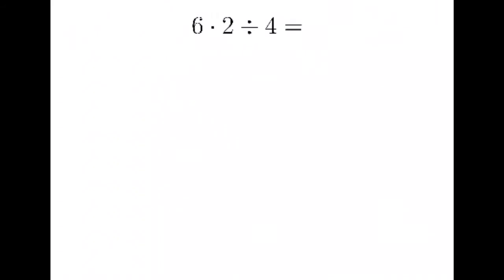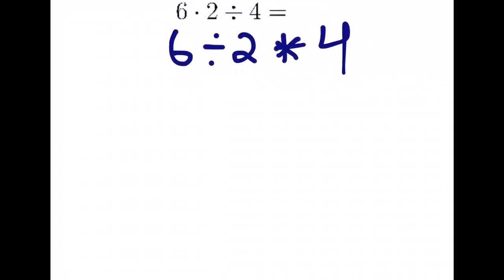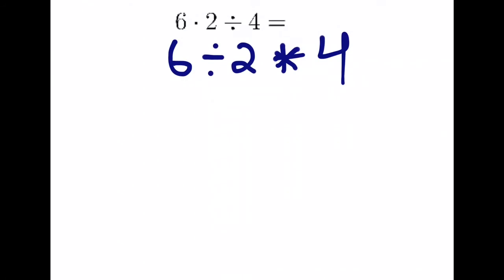Let's look next at a problem like 6 times 2 divided by 4. And just to illustrate a point, let's change this problem a little bit and say that it reads 6 divided by 2 times 4. Similar, we're just changing the order. We're dividing first, then multiplying. The reason why is this is one of the most common mistakes that students make.